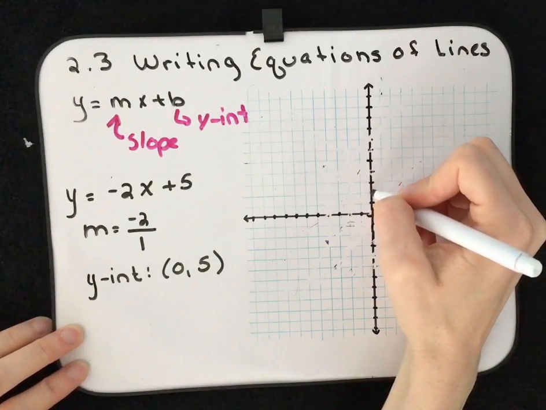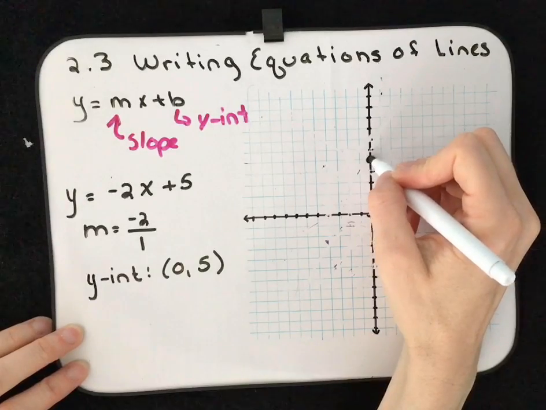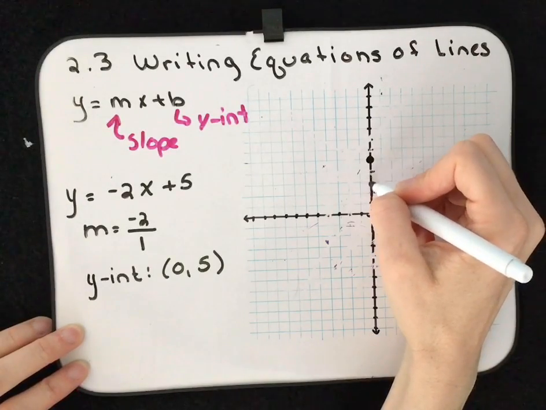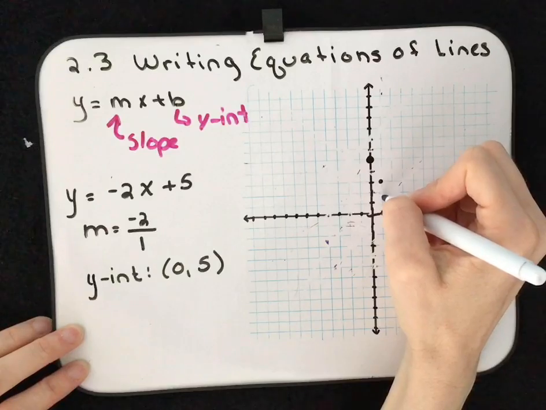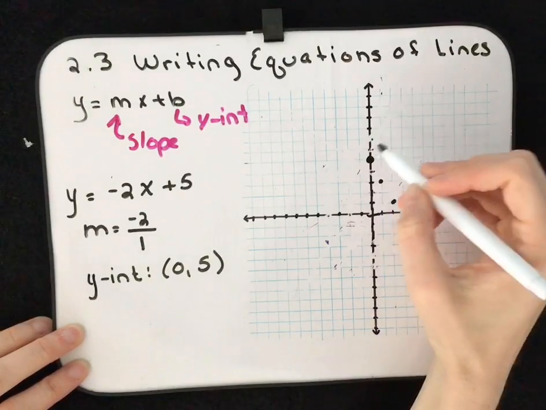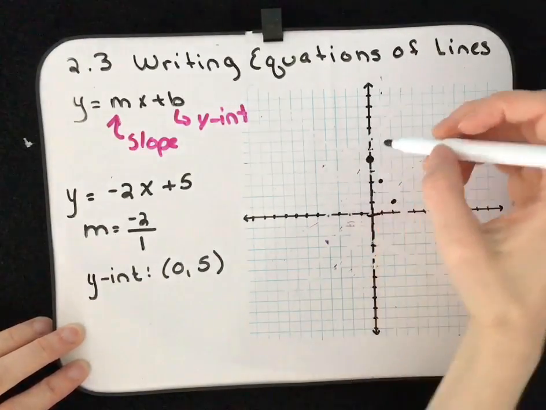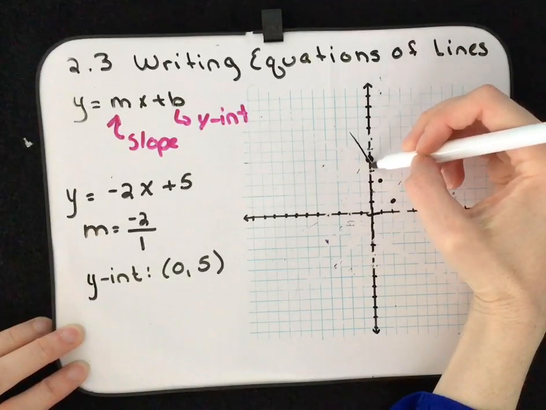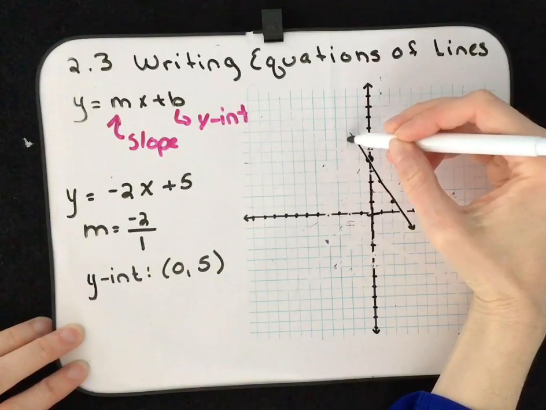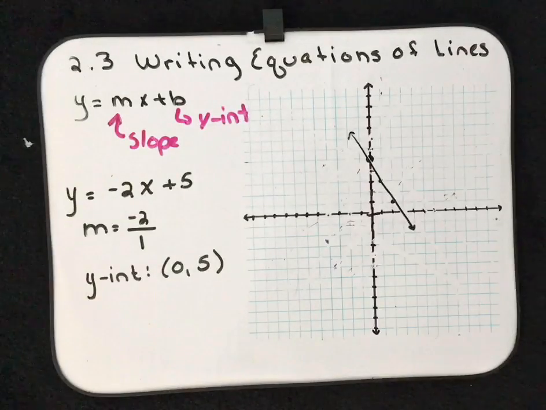1, 2, 3, 4, 5. And we go down 2 over 1. Down 2 over 1. We can connect our dots. And then we have the graph of our line. Let's try again.